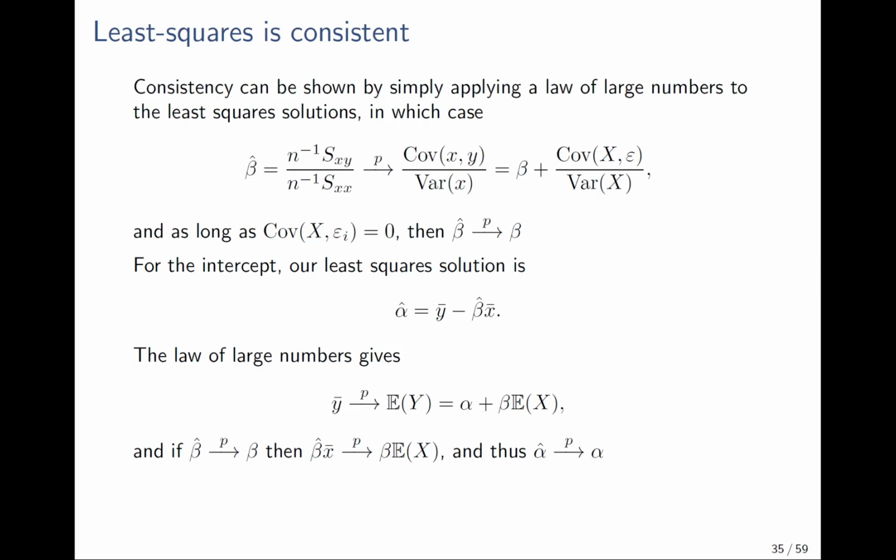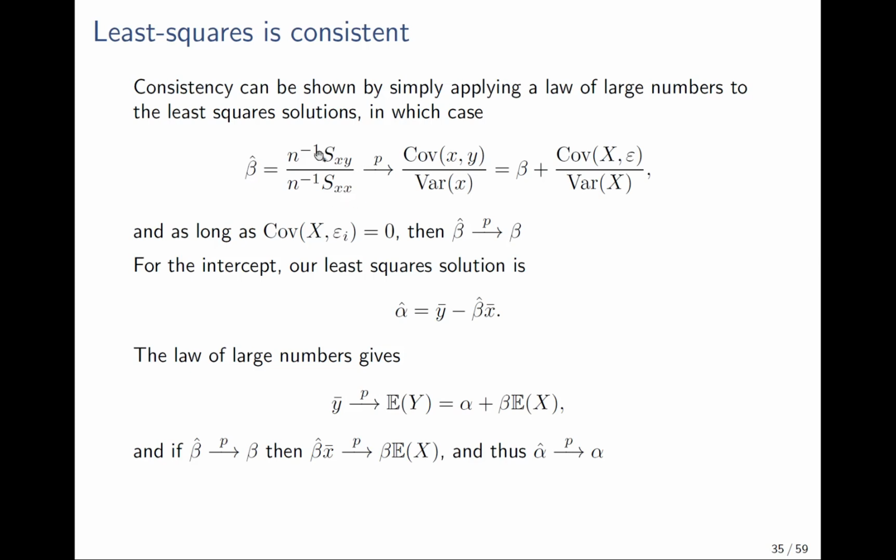The final point I want to make is that we've shown under the Gauss-Markov conditions that the least squares estimator is best linear unbiased. It's also consistent. And this can be shown by simply applying a law of large numbers to the least squares solution. Remember, consistency is a large sample property, and all we're going to do is use asymptotics, the law of large numbers, to say beta hat equals, we can write it as, 1 over n minus 1 times the sum of the cross products, over 1 over n minus 1 times the sum of the squares.